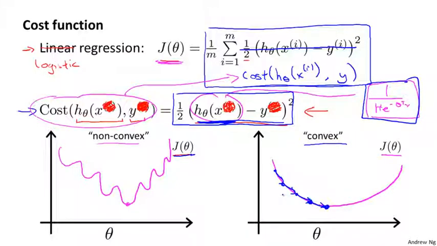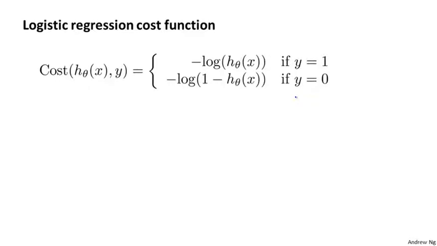Here's the cost function that we're going to use for logistic regression. We're going to say that the cost, or the penalty that the algorithm pays if it outputs the value h of x, so if this is some number like 0.7, but the actual label turns out to be y, the cost is going to be minus log h of x if y is equal to 1, and minus log 1 minus h of x if y is equal to 0.